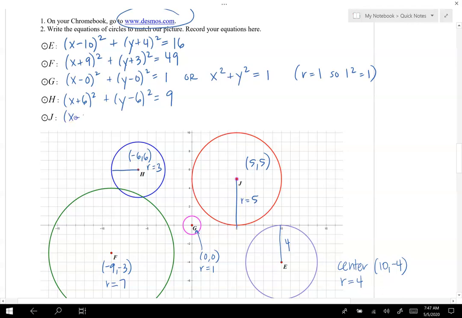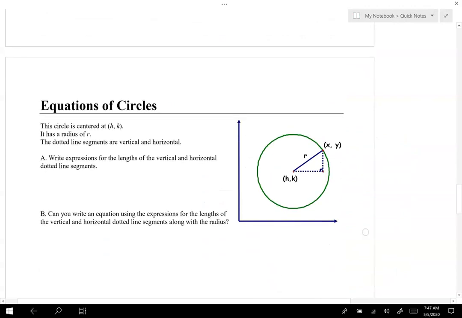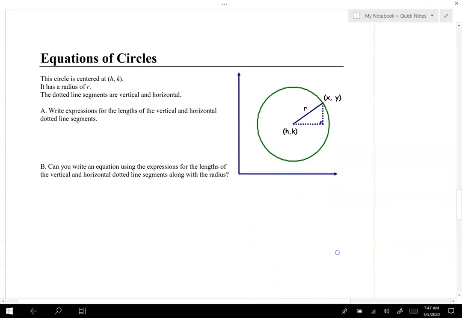So we've got (x − 5)² + (y − 5)² = r², so 5 squared is 25. All right? And there it is. We're just going to practice now after we write in our yellow pages. So where does the equation come from?